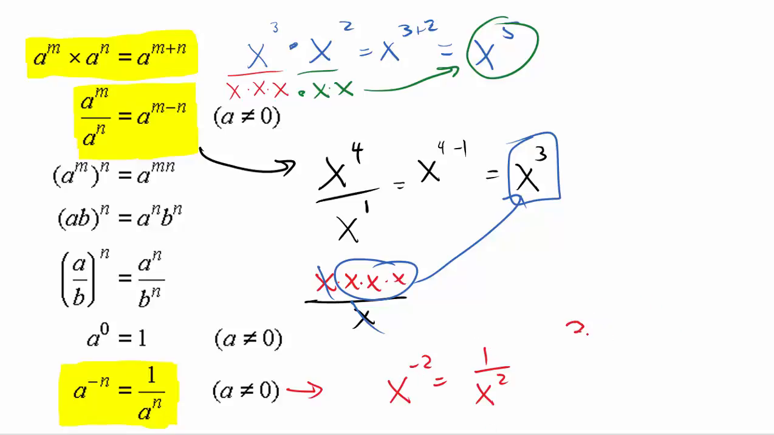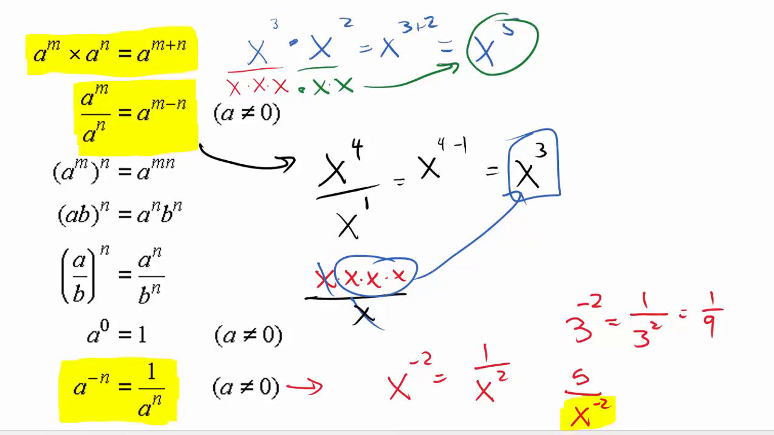Another example, and you can punch these in your calculator too if it's a number to check it. If I have 3 to the negative 2, it's like squaring 3 and moving it to the bottom of our fraction. So this would be 1 over 3 squared, which is just equal to 1/9, or 1 over 9. Okay? Another possibility, we'll go with one more. Let's say we had 5 over x to the negative 2. So if I had something like this, if our negative exponent is on the bottom, we need to move it to the top and make it positive.